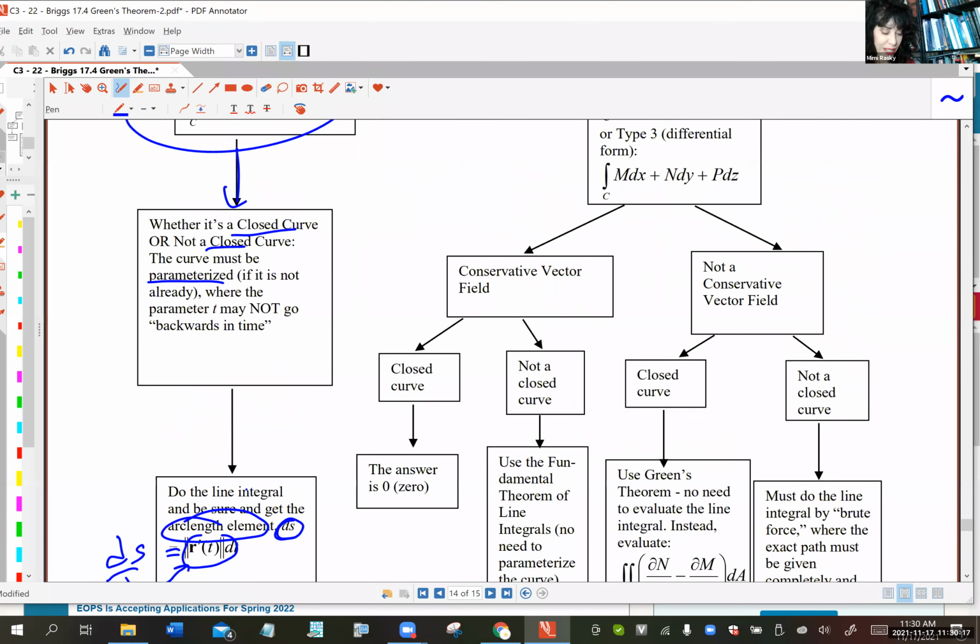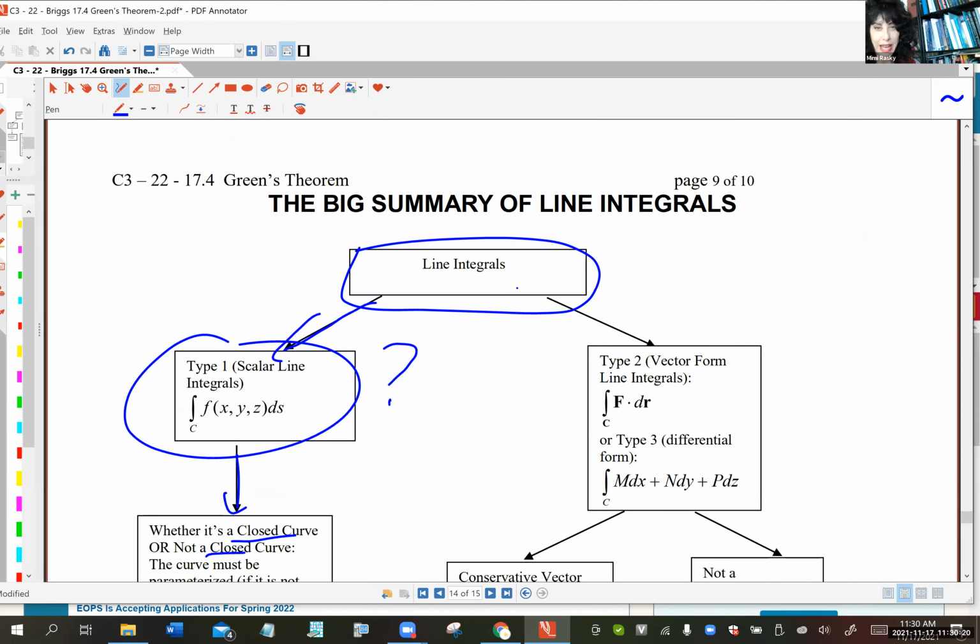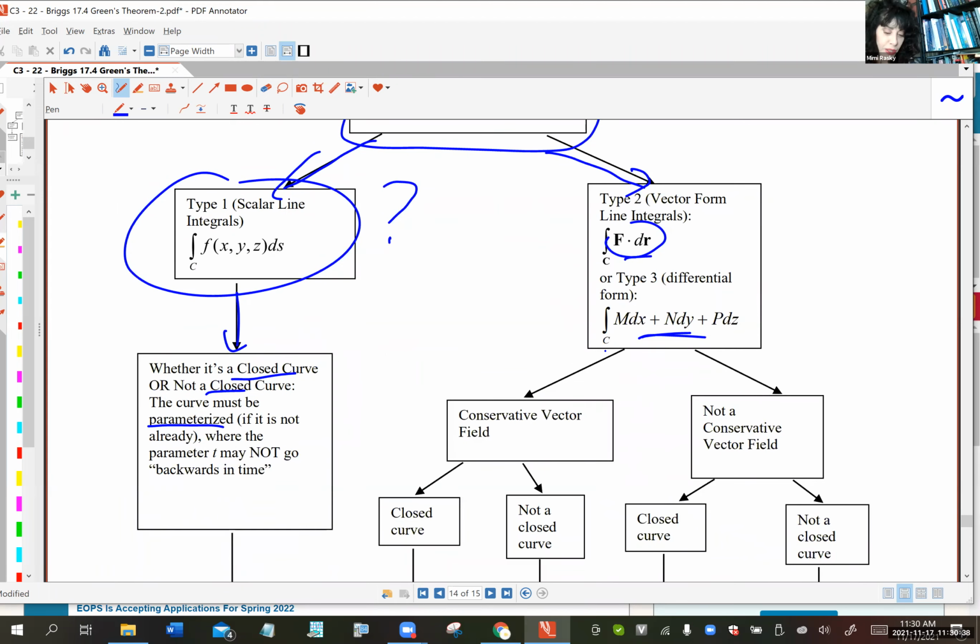Okay, now what if you weren't going along that path along your flow chart? You ended up with either a type 2 or a type 3, which means a vector field is involved. And either of these types, they're really the same, because the type 3 is just somebody did the dot product for you of the vector field with the velocity vector. So if you have one of these types, you have a couple choices. You have to ask the question, is the vector field conservative or not? Okay, so let's say it is. So then you go down this path.